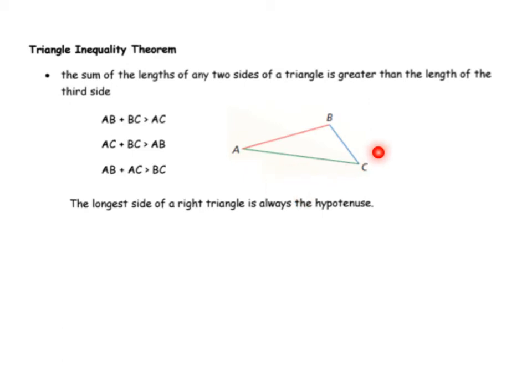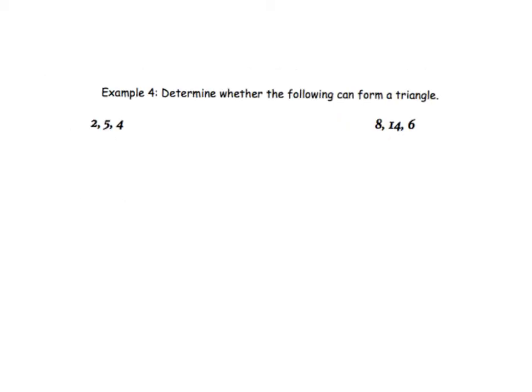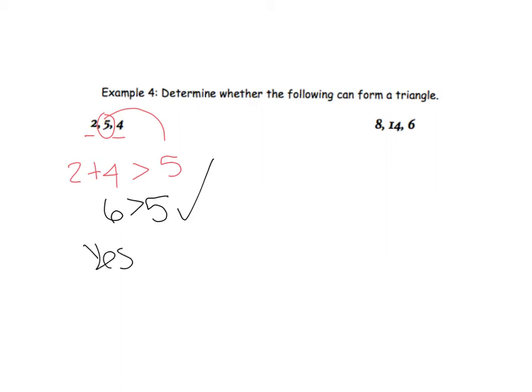So, let's see this in action. Determine whether the following can form a triangle. Again, we're going to focus on the two smallest sides. So, 2 plus 4, and we want that to be greater than the third side, which is 5. 2 plus 4 is 6. Is 6 greater than 5? Why, yes, indeed it is. So yes, that is in fact a triangle.